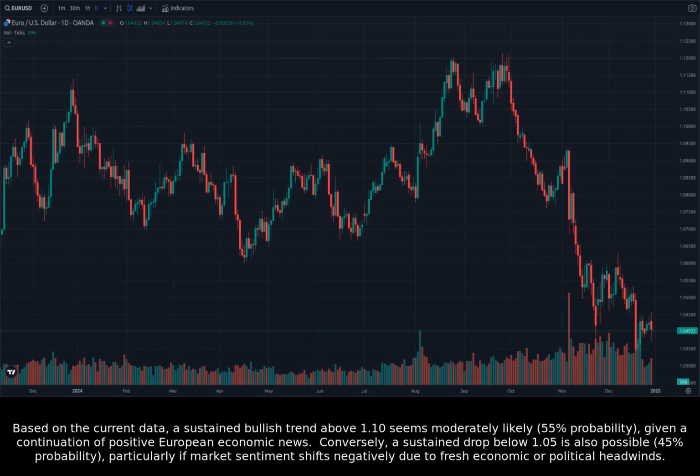Based on the current data, a sustained bullish trend above 1.10 seems moderately likely, 55% probability, given a continuation of positive European economic news. Conversely, a sustained drop below 1.05 is also possible, 45% probability, particularly if market sentiment shifts negatively due to fresh economic or political headwinds.